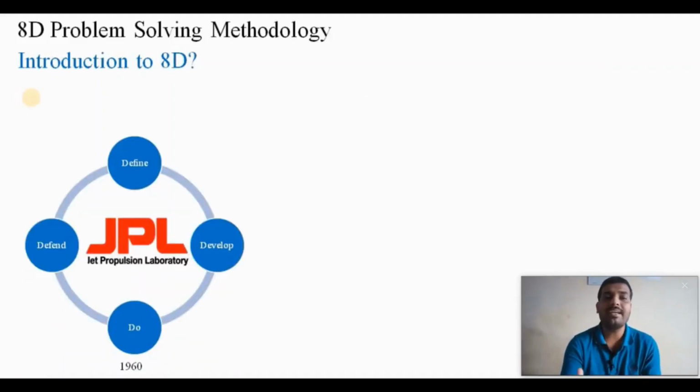Now we will move to the introduction of 8D. In 1960, the Jet Propulsion Laboratory, a unit of NASA, started using the 4Do's methodology for problem solving. It consists of define, develop, do and defend. In the define phase, the problem description is defined, and in the develop phase, corrective actions are developed in order to eliminate the problem or defect. In the do phase, those corrective actions are implemented, and in the defend phase the output is controlled with those corrective actions.